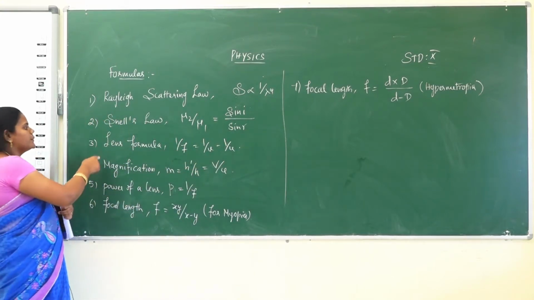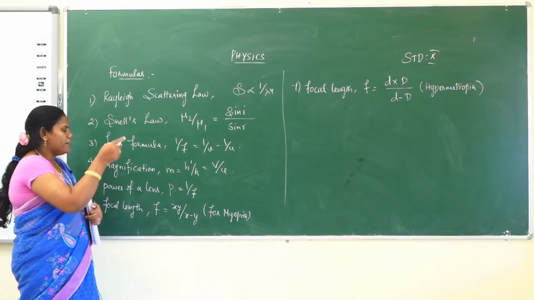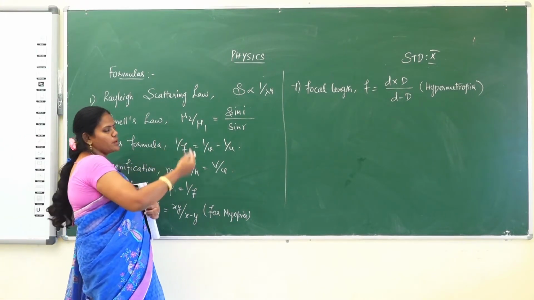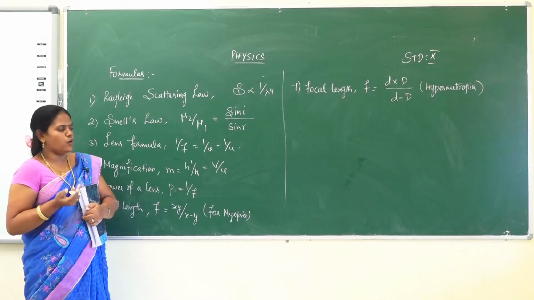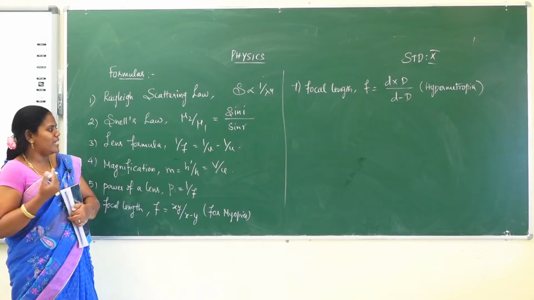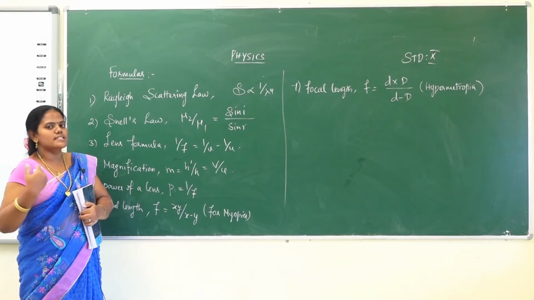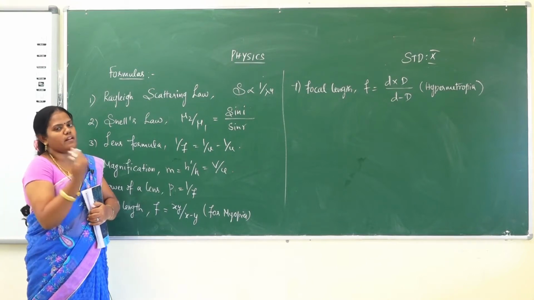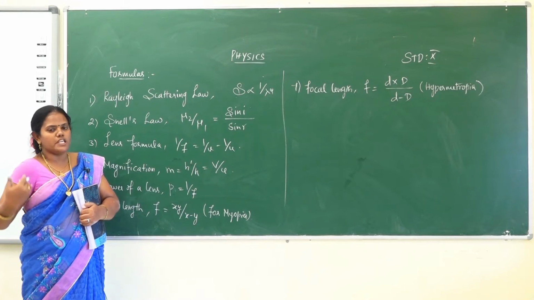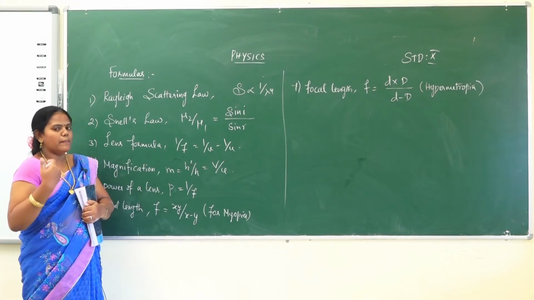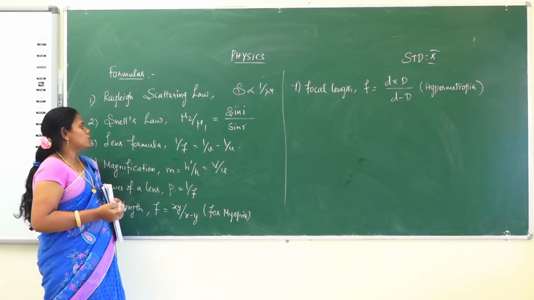Okay. And the third one is the lens formula. What is the lens formula? That is 1 by f is equal to 1 by v minus 1 by u. What is f? What is v? What is u? f is the focal length. v is the image distance. u is the object distance. So focal length is the distance between the principal focus and the center of the lens, object distance is the distance between the object and the center of the lens, and image distance is the distance between the image and the center of the lens. So that is the lens formula.